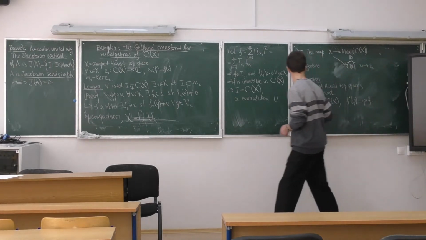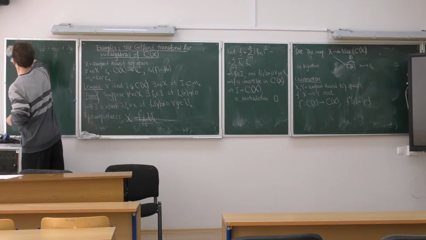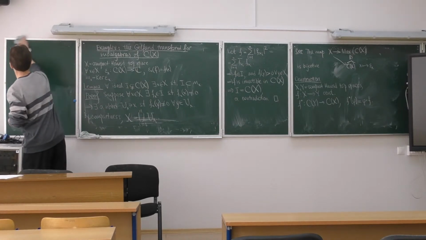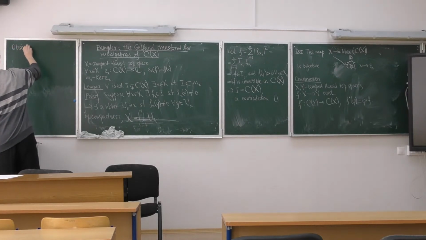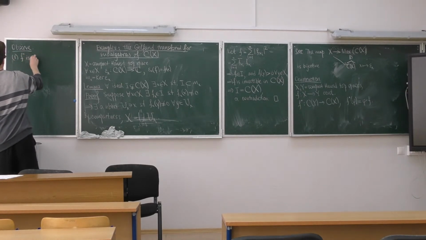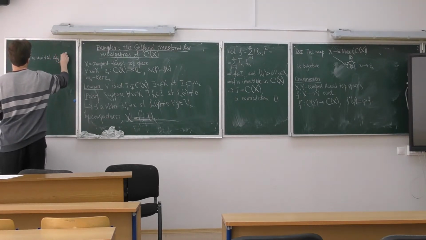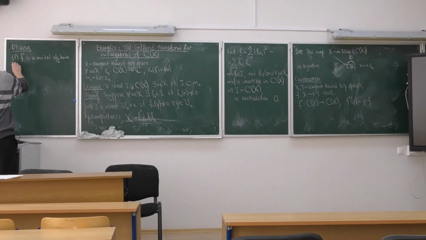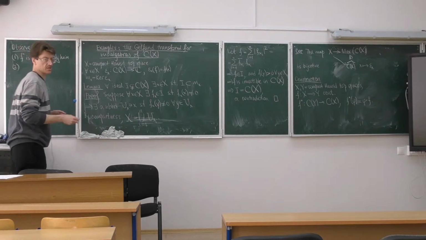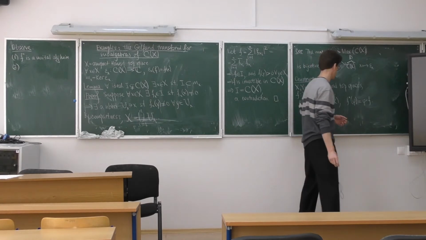And let's observe first of all that F dot is a unital algebra homomorphism. Moreover, F dot is continuous, it is bounded, and the norm of F dot is 1.